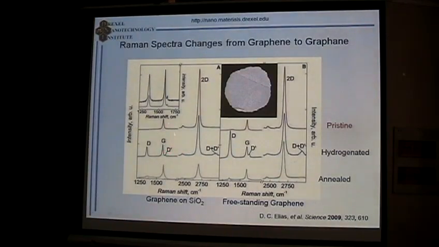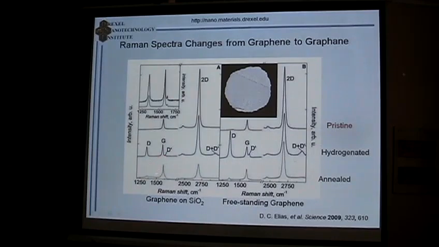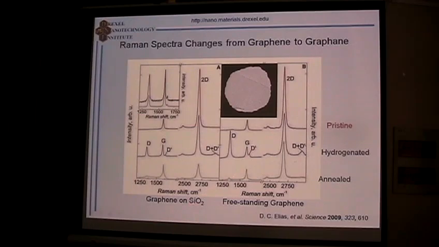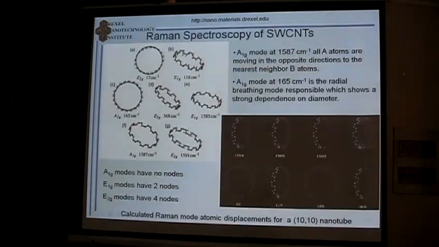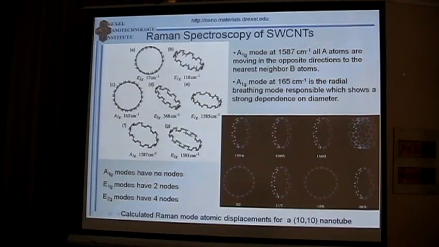And what you see will happen, dramatic changes. You see the D band appearing, you see some other weaker bands appearing here. This is a reversible process. After annealing, hydrogen can be removed. So again, it can be monitored by using Raman spectroscopy. But also I wanted to attract your attention to this because it will be the same for nanotubes. Graphene on SiO2 and freestanding will give you somewhat different spectra here. So the substrate has an effect here.